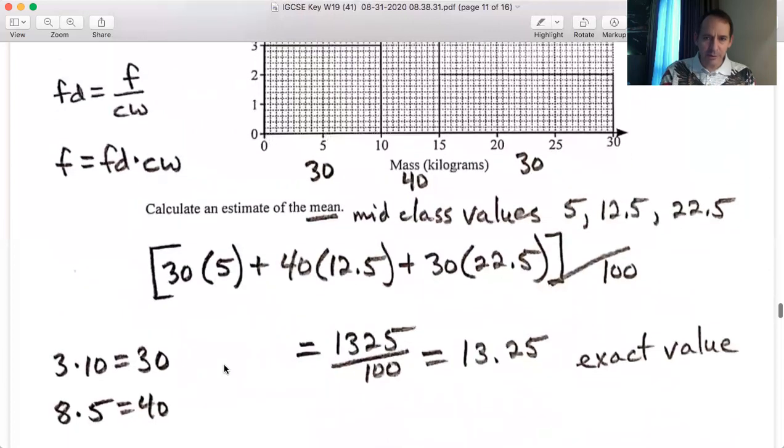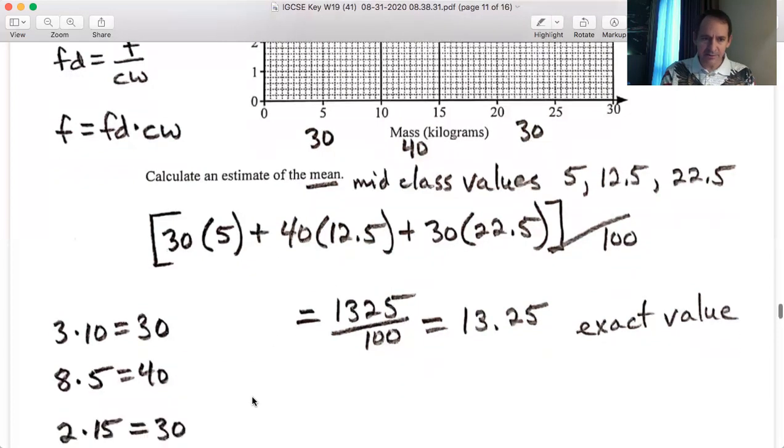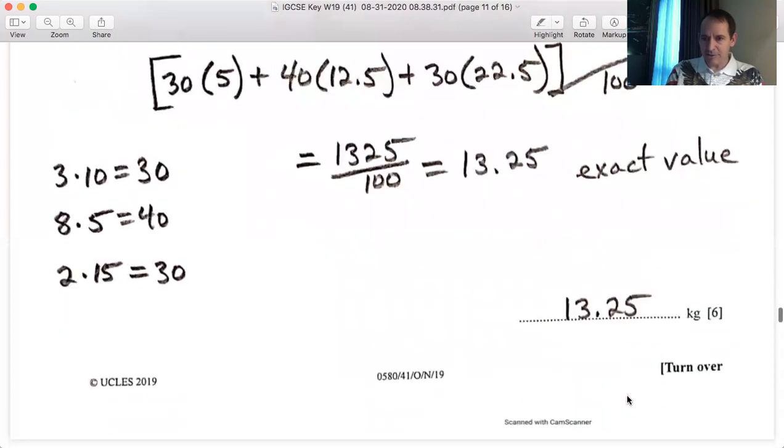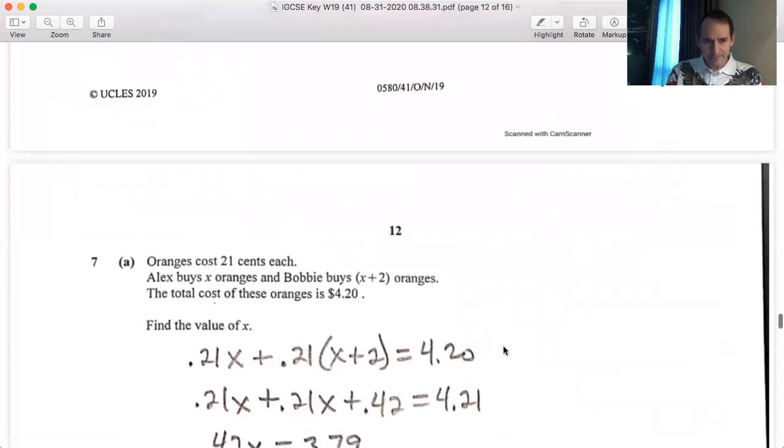So our frequency, 30, times the mid-class value, 5, plus 40 times 12.5 plus 30 times 22.5, added up and divided by the total number, and that gives us an estimated mean of 13.25. Comes out as an exact value, so you don't round it, 13.25.